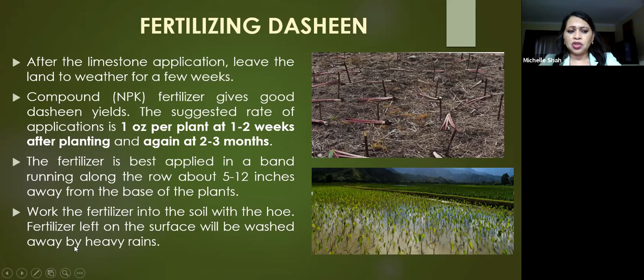So you must work the fertilizer into the soil. So when you prepare the land and you plant the dasheen, the best areas are where there is high water, where the water is very abundant. And these are the areas where dasheen grows most appropriately, where there's a lot of water as seen there.